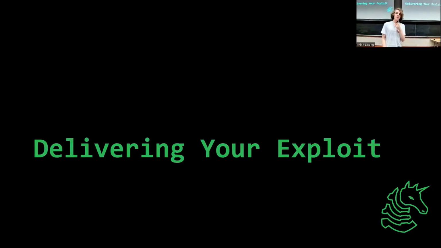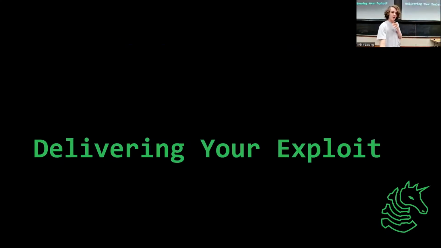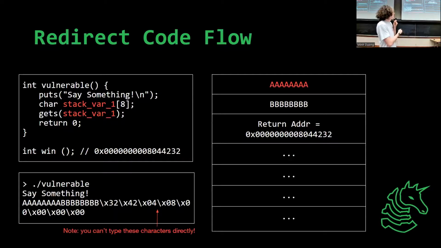And for the rest of this, I'm mainly going to talk about the weird quirks, technical stuff you have to know, and methodologies for actually writing and delivering exploits. So number one is little endianness. You'll notice here, this address is a bunch of zeros, then 08044232. Whereas here I wrote it as 32420408 and then a bunch of zeros.